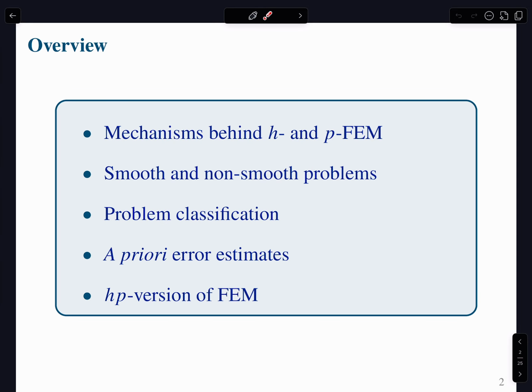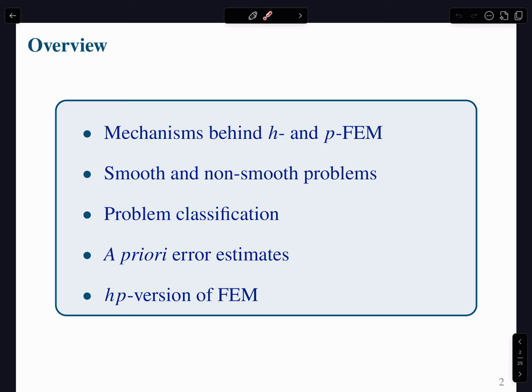So today we're going to look at a priori error estimates. But of course, before we do that, we need to talk a little bit about the mechanisms behind h-FEM and p-FEM. You already know how they work, the rationale behind both methods. And we're going to see that there are different types of problems. So there are smooth problems, and there are non-smooth problems. And we're going to see a couple of examples of them.